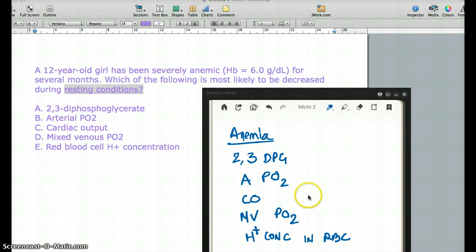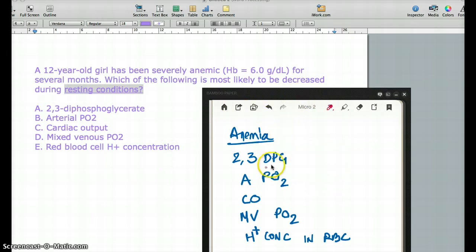Now, let's do all of them. So I have all the options here. Let's do what's going to be the values for each one of them in an anemic patient. They just put in resting conditions just to throw you off. It just says in an anemic patient in normal conditions, which of the following values is going to change? In this case, decrease. That's the one that we have to find out. So let's do all of them.